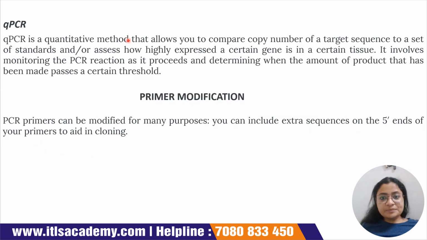After that, we have qPCR, which is very important, that is quantitative PCR, which will allow us to compare copy number of a target sequence to a set of standards and assess how highly expressed a certain gene is in a certain tissue. It involves monitoring the PCR reaction as it proceeds and determining whether the amount of product that has been made passes a certain threshold.